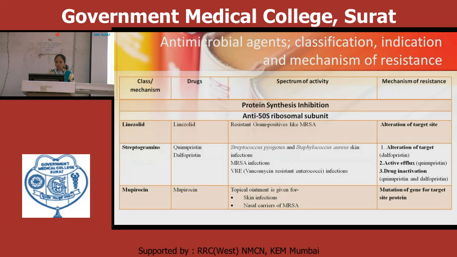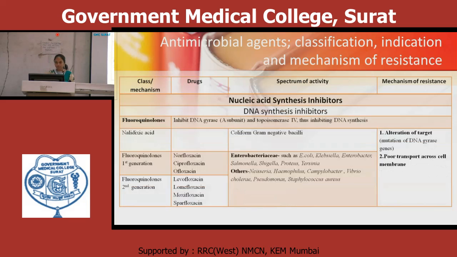Mupirocin, spectrum of activity is that it is used as a topical ointment against skin infection and nasal carriers of MRSA. Mechanism of resistance is mutation of the gene for target site protein. Now, nucleic acid synthesis inhibitors, they are the DNA synthesis inhibitors. Fluoroquinolones inhibit DNA gyrase A subunit and topoisomerase IV, thus inhibiting DNA synthesis.